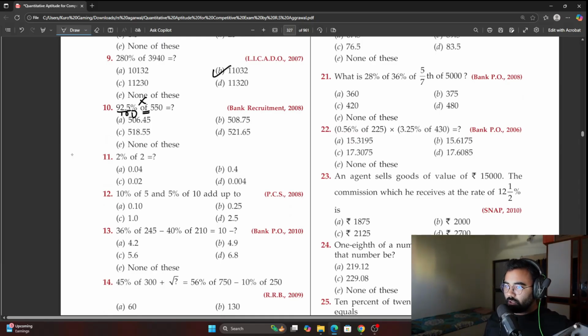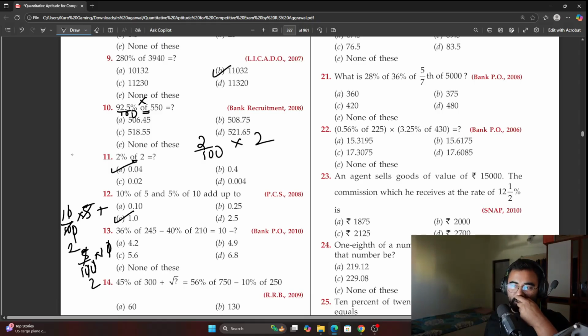2% of 2. So again, when you have an off, 2% of 2 is 2 upon 100 multiplied by 2. So this is 4 upon 100, so 0.04. So A is the answer. 10% of 5 and 5% of 10 add up to, okay, so that is 10 upon 100 multiplied by 5 plus 5 upon 100 multiplied by 10. All you need to do is, 5 2s are 10. So I think half plus half should be 1. So the answer is C.